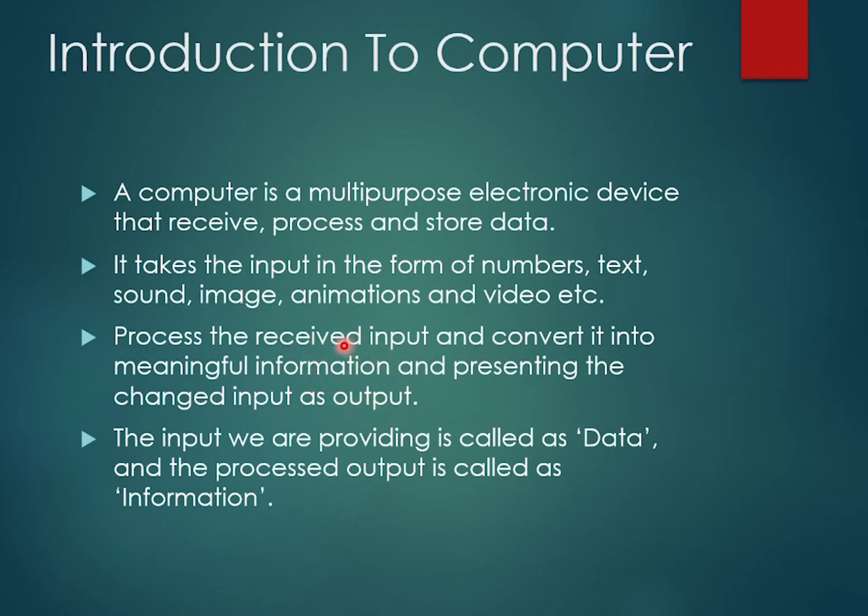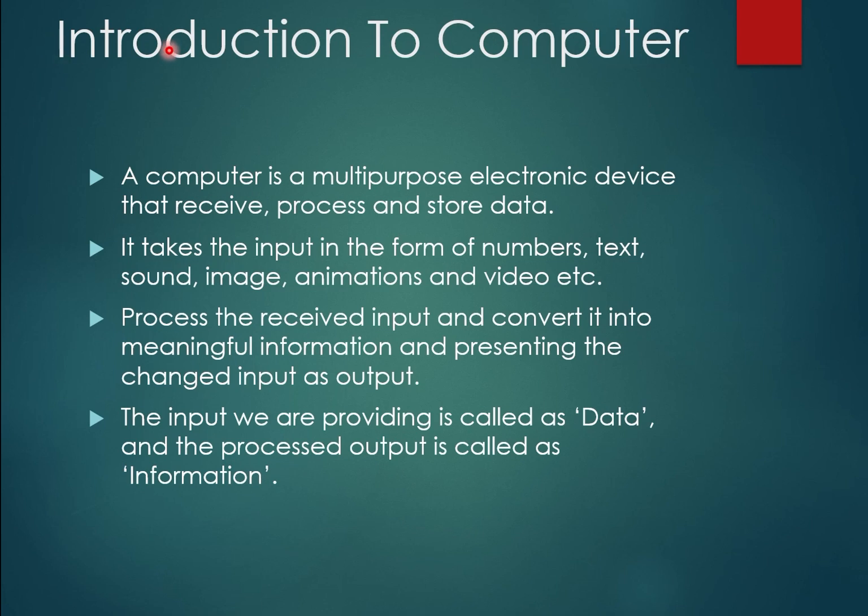This is the internal process which a computer has. The point is this: the input we are providing is called data and the processed output is called information. Or else, what the computer needs from you is called data, and what humans need from the computer is called information. Okay. Now we have successfully completed the subtopic of introduction to computer, that is, what a computer is.